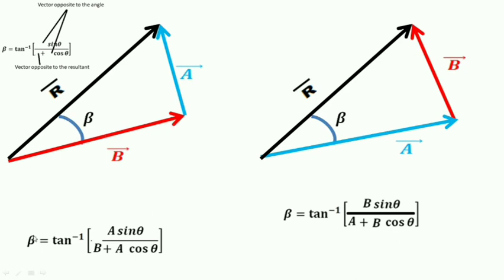So for this case beta will be tan inverse of a sine theta over something else, as I've already told that out here we'll put the vector which is opposite to the angle, and out here we'll write the vector which is making the angle with the resultant. So you can see the difference. Out here we have a, so we have to write a out here and out here, and in this case we have beta out here, so we have to write beta out here and out here. So using this method we can find the direction of the resultant.